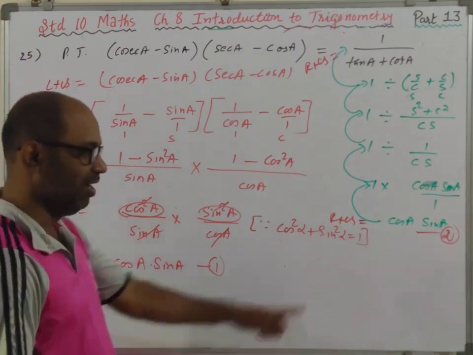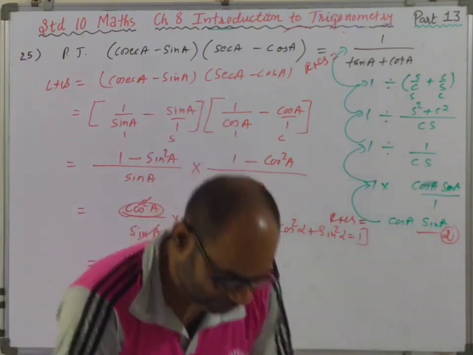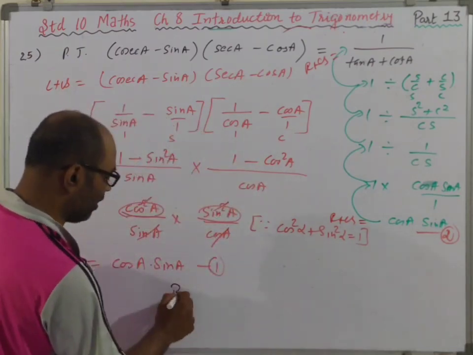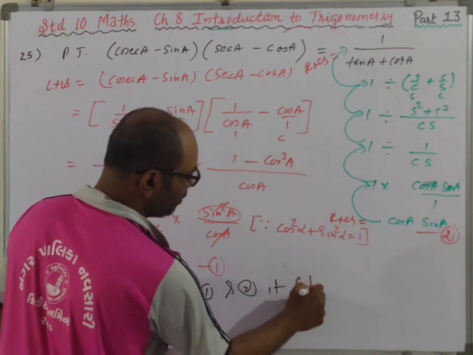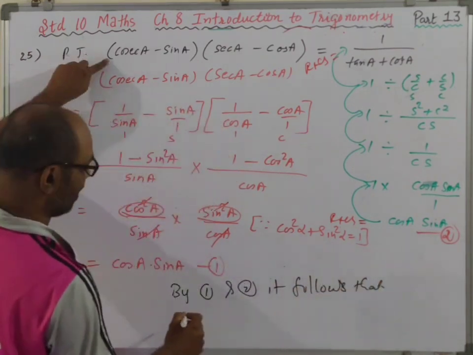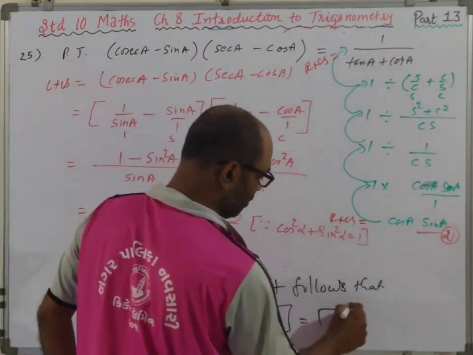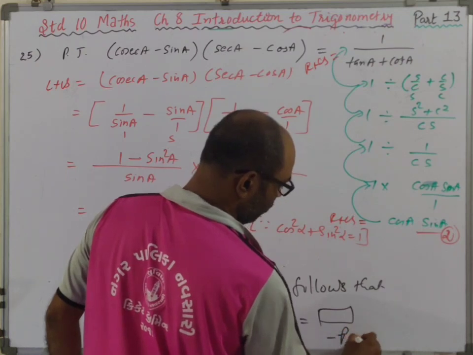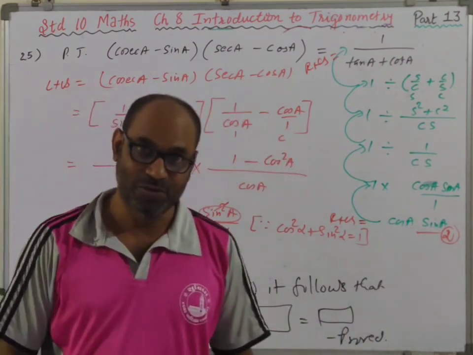This is result 1. Cos A into sin A. Write it down properly. Let's do this same method. And then you have to write after that, by 1 and 2, it follows that this box is equal to this box. All right, and prove. Is that clear to you, children? I hope you have understood it well.